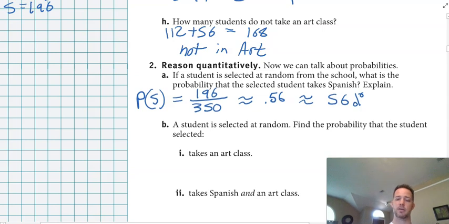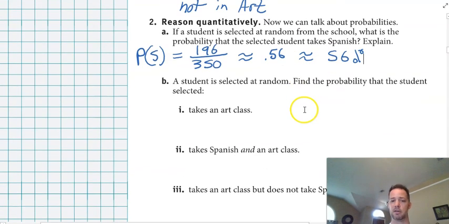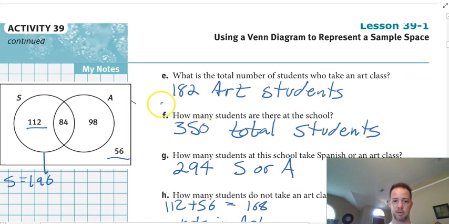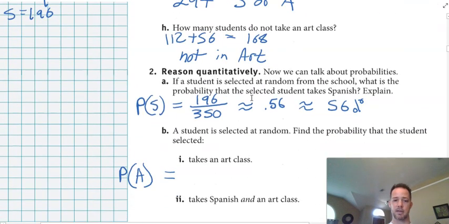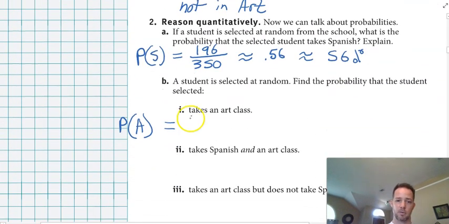Okay, for art, we could do the same thing. Take the total number of art students, or the part that represents the art students out of the total school. So probability they're in an art class. It's going to be how many art students were there total? Looks like 182 art students out of 350. So 182 out of 350. Plug that in our calculator and we get about 0.52, or 52%.